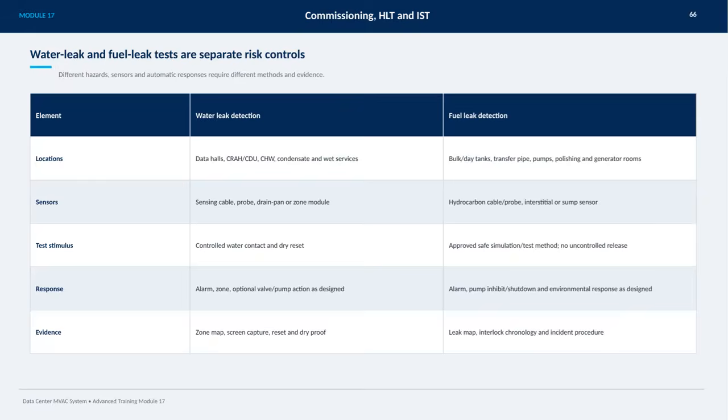On this slide, we focus on the critical distinction between water leak and fuel leak tests as separate risk controls. These two types of leaks pose very different hazards, so they require different sensors, automatic responses, and testing methods.